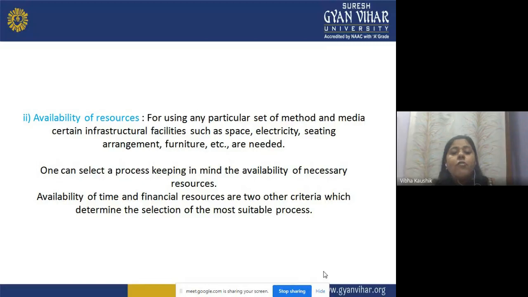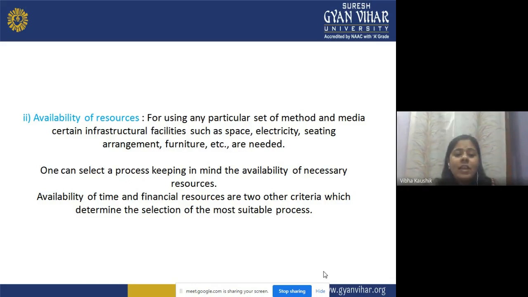Availability of resources. For using any particular set of method and media, certain infrastructure facilities such as space, electricity, seating arrangement, furniture, etc. are needed. And what they are saying is, I have selected that I will teach today with an OHP. But what if that particular resource is not available? Then we have to select a method and media depending on availability, whether that media or method is available or not.